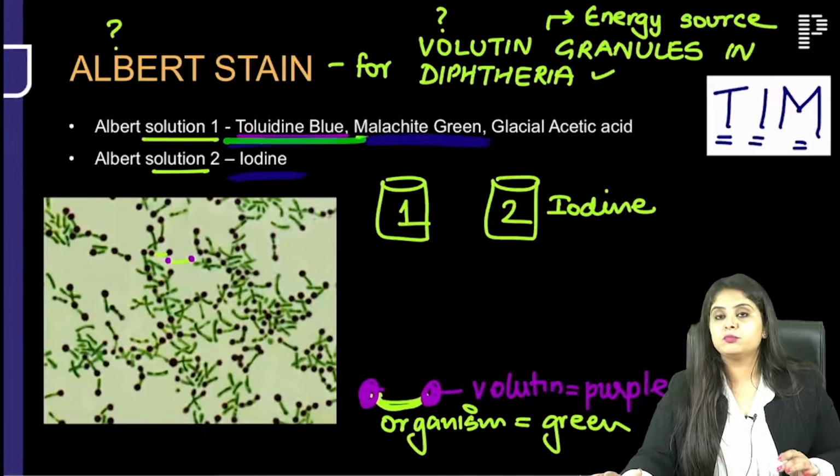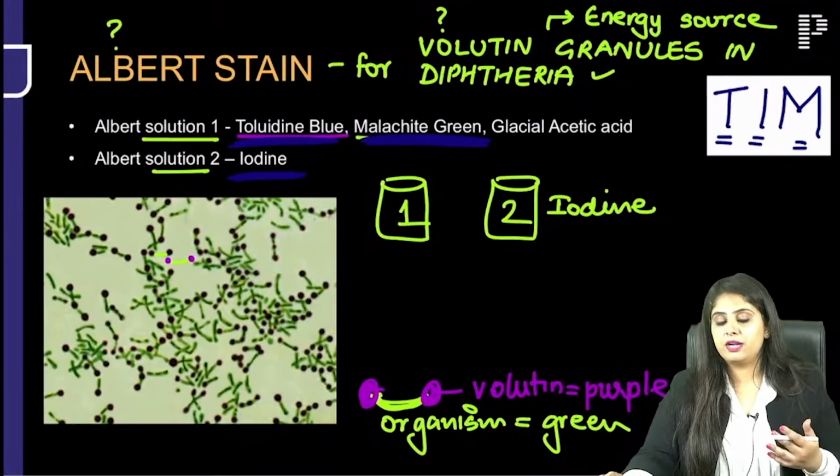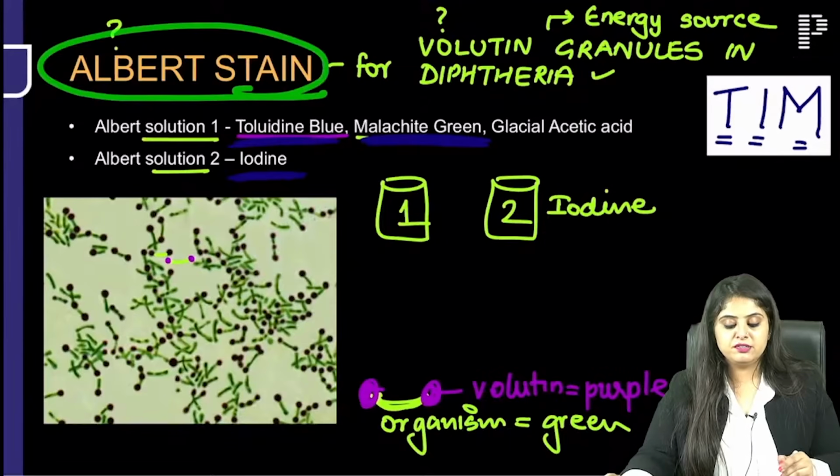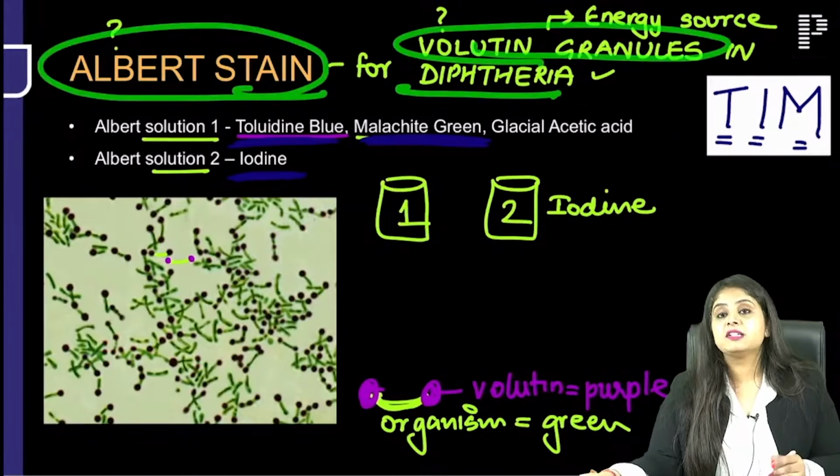Coming back, I think we have spoken a lot about toluidine blue. Now tell me some quick rapid review kind of questions. I was using Albert stain because I wanted to check the volutin granules in which bacteria? In Corynebacteria bacteria. Okay, basically in diphtheria.